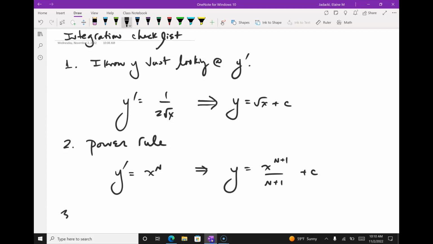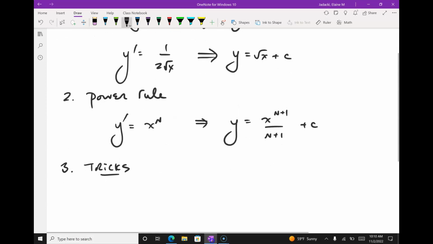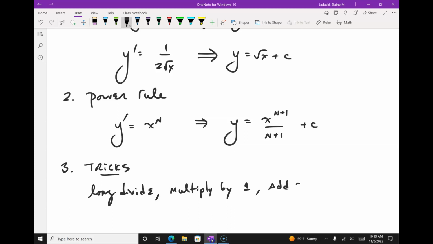And step 3 is tricks. I might add to this a little bit, but I can long divide. I can multiply by 1. I can add 0. I can divide and conquer.